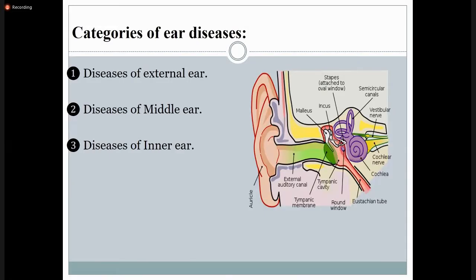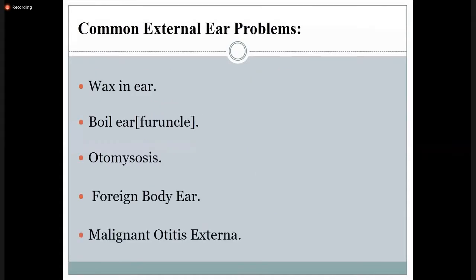Okay, thank you. So we have seen the 3 parts of the ear, right? External ear, middle ear, and the inner ear. Now, dealing with the external ear problems first. Dealing with the first part of the ear, that is the external ear, the main problems which patients come to ENT with are wax in the ear, impacted wax.